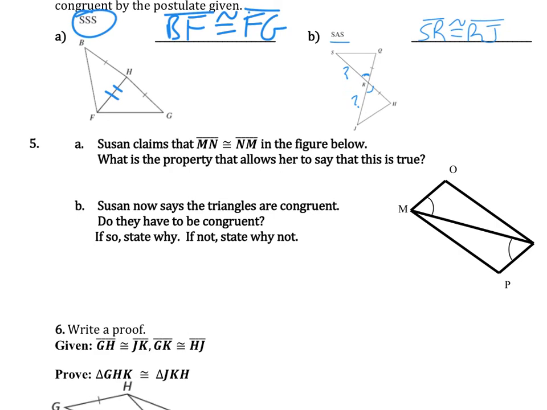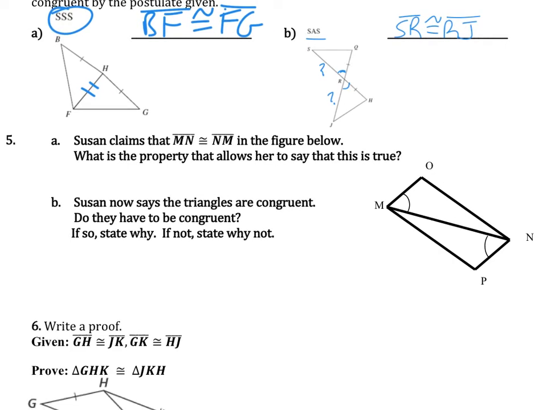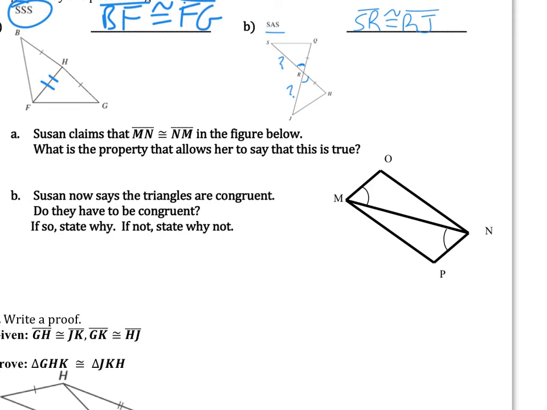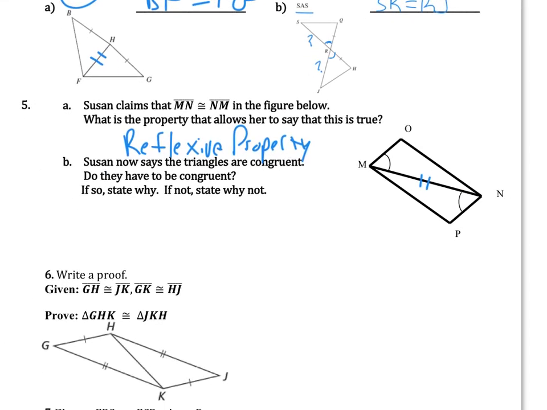This next one here, Susan claims that MN is congruent to MN. Well, over here, that is a true statement. And what is that property? We've said it a few times. That's the reflexive property. Because of the way it's drawn, we just know that that's true. NM is in both triangles, and it's congruent because it's really the same thing.